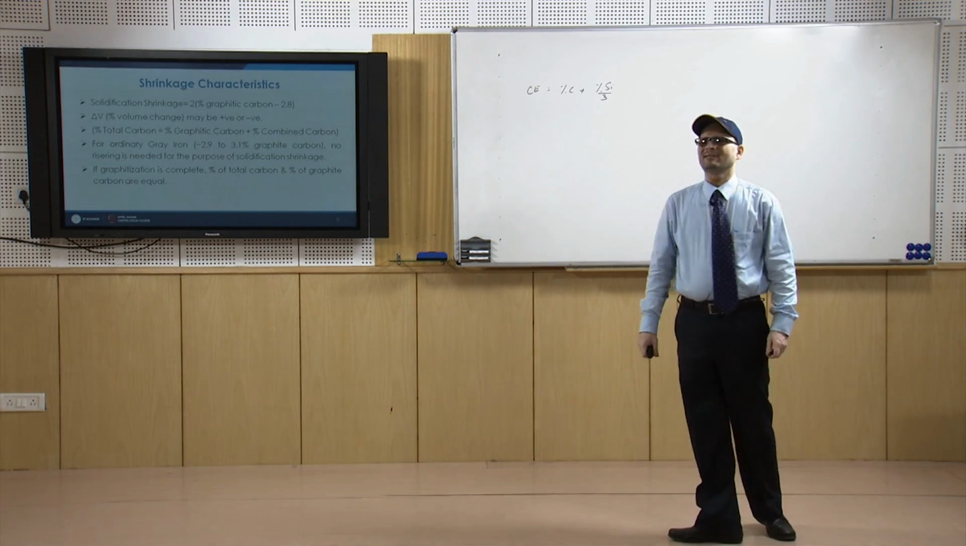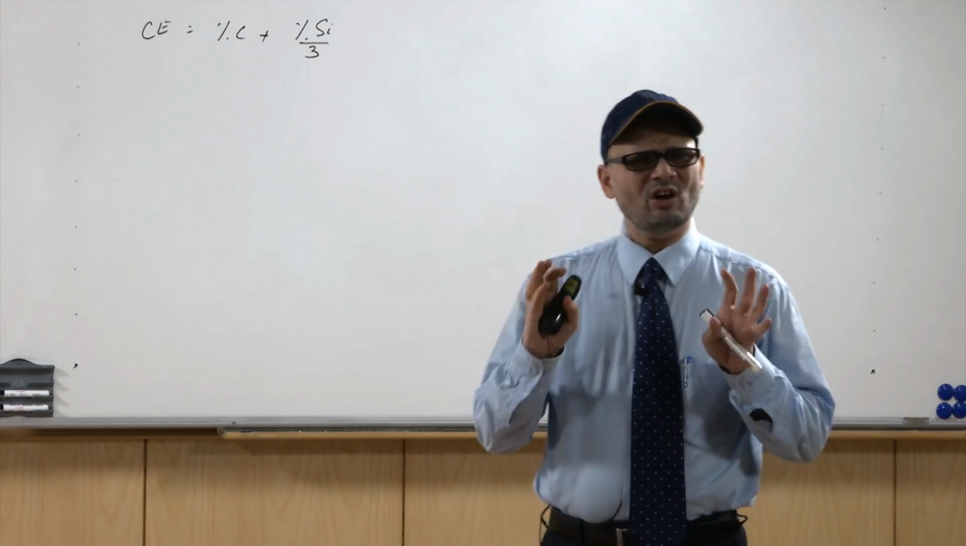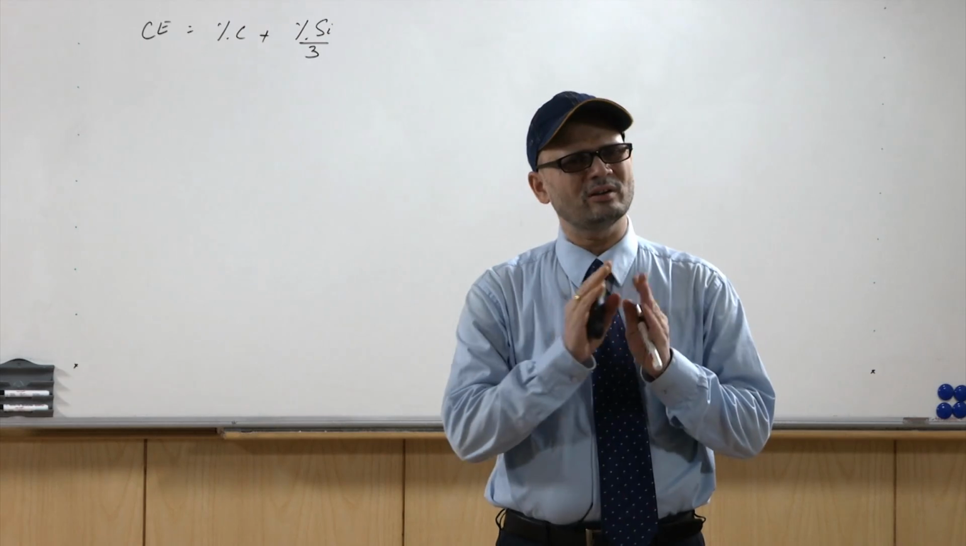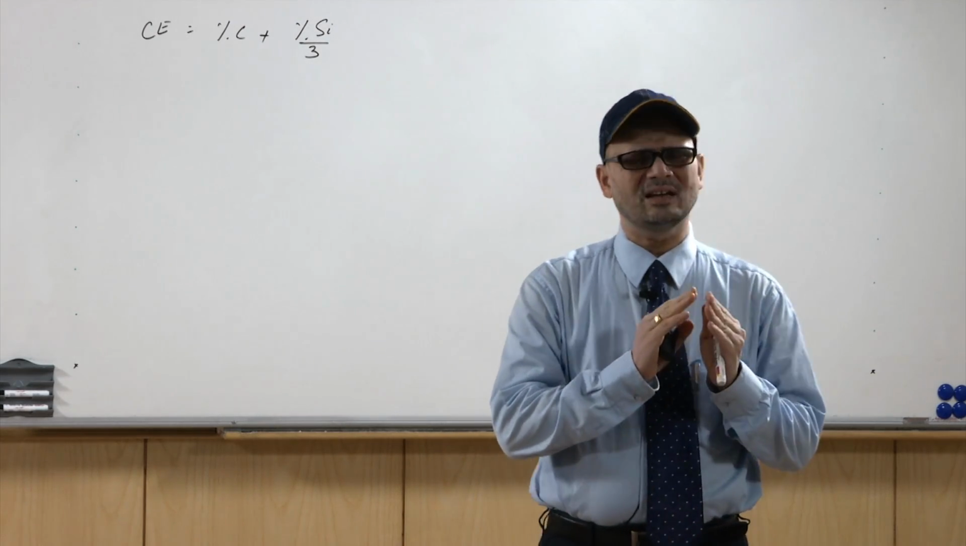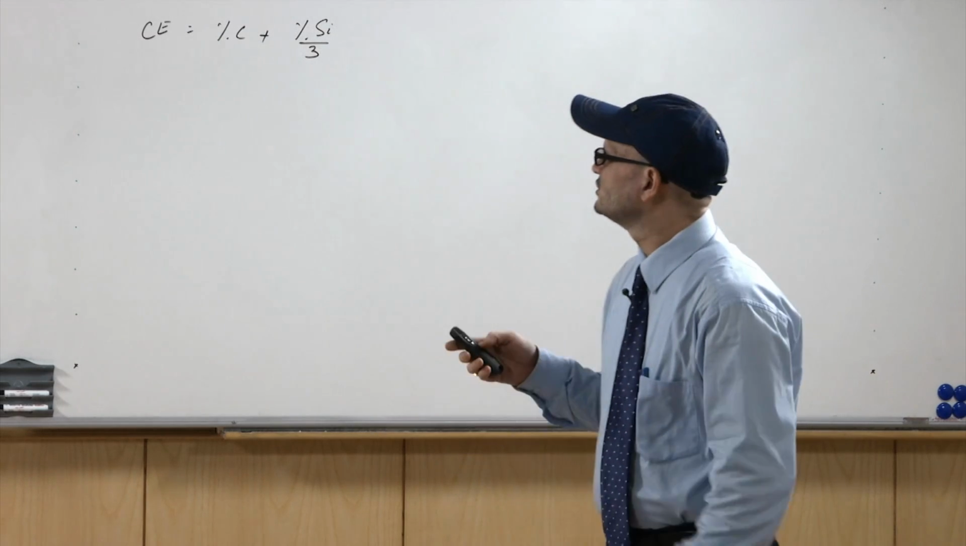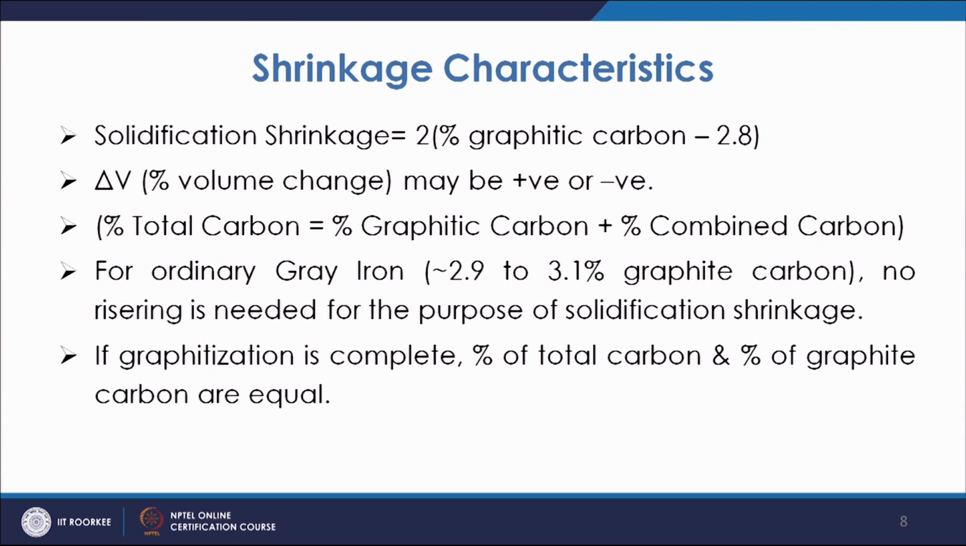Then you have the shrinkage characteristics. As we know, there is always shrinkage during the solidification process. When we are converting from liquid to solid, there is shrinkage. Solidification shrinkage is normally defined as 2 times percentage of graphitic carbon minus 2.8. This is the solidification shrinkage, delta V.